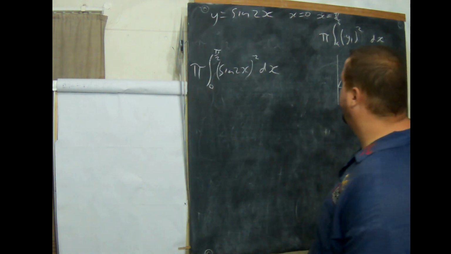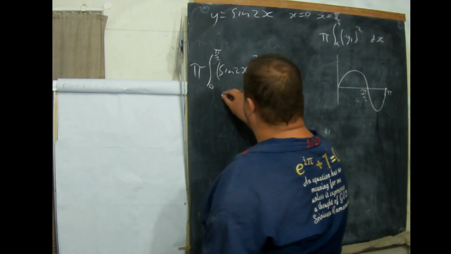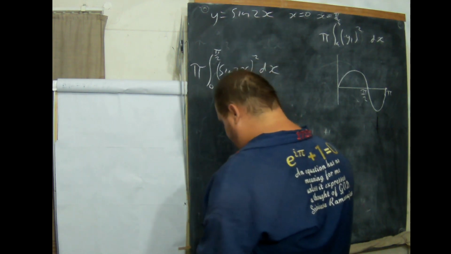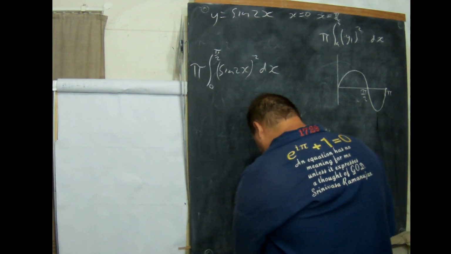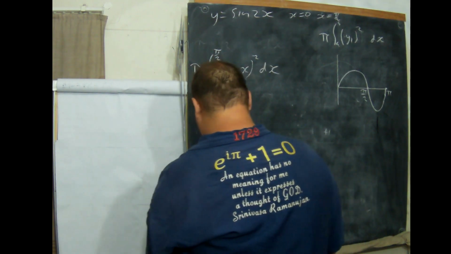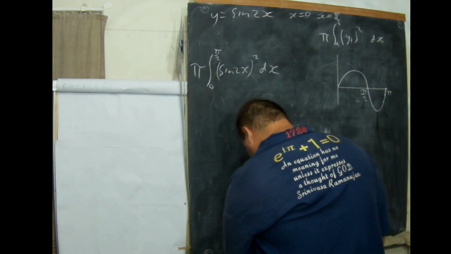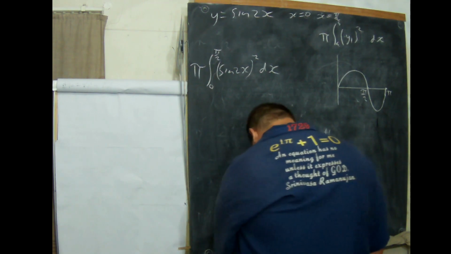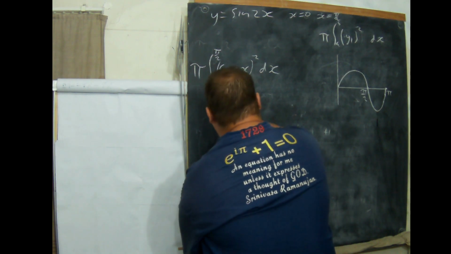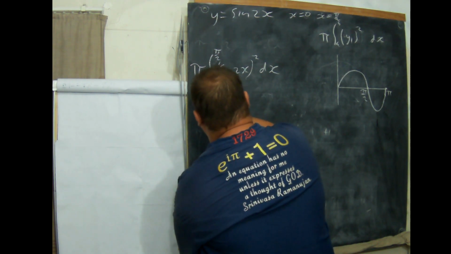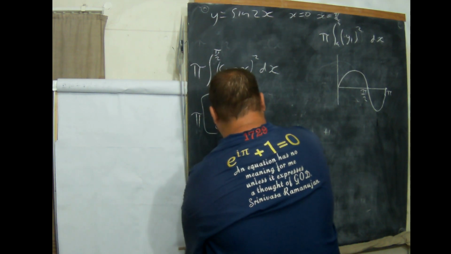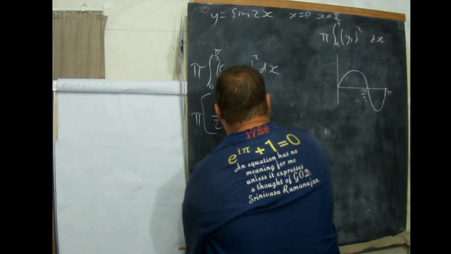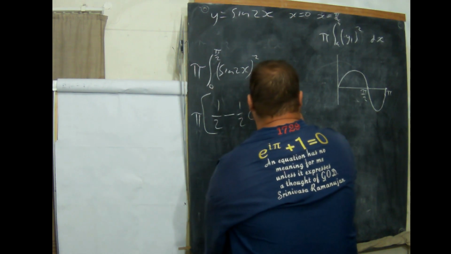That's sine 2x squared. So what we need to do here, now the integral of this particular thing, of sine 2x, it's a half, so this will still be pi minus a half cos 4x.